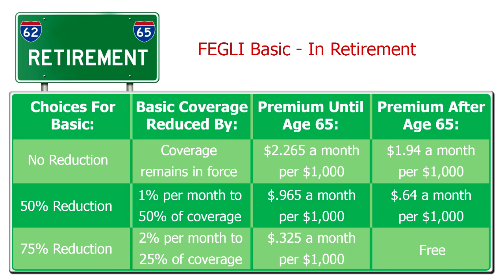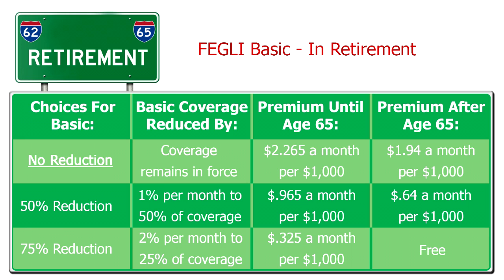The FEGLI Basic premium in retirement is comprised of 2 parts. You pay the same basic premium just as you did while you were employed, plus you pay the cost of the choice elected at retirement. The no reduction choice is the most expensive, and the 75% reduction choice is the least. At age 65, the basic portion of the premium goes away, and the premium for the choice elected will remain.